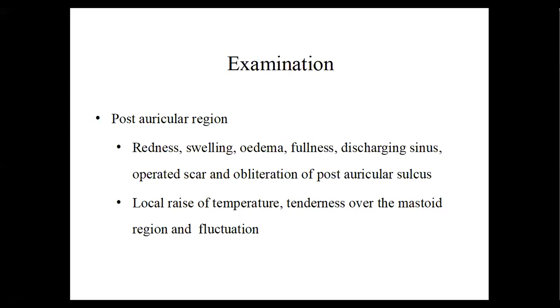You should be prepared once you see an operative scar behind. Then obliteration of the postauricular sulcus, that is the fullness of the postauricular sulcus, again tells us that it is going for postauricular abscess or mastoid abscess. Then local rise of temperature and tenderness over the mastoid region tells us again there is a possibility of mastoid abscess shortly. So better take the patient and go for I and D if there is already a developed fluctuation.